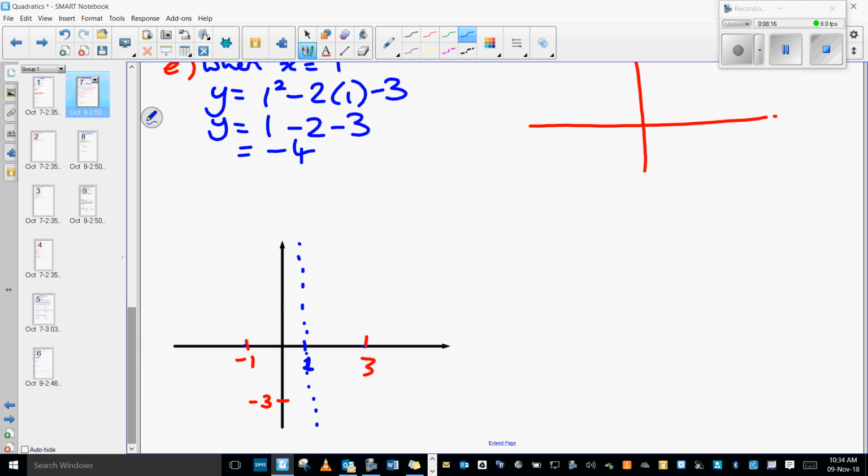And so that means that my minimum point is going to be down here. And then we can sketch it. Beautiful. Job done.